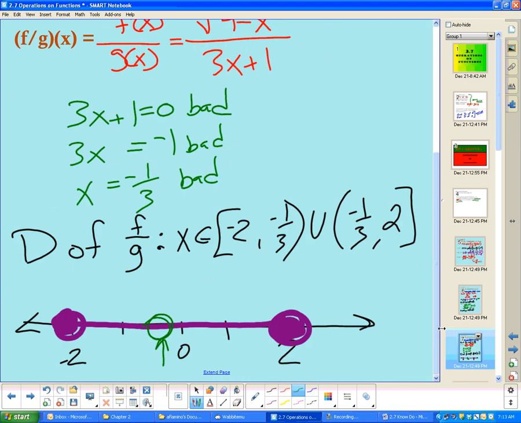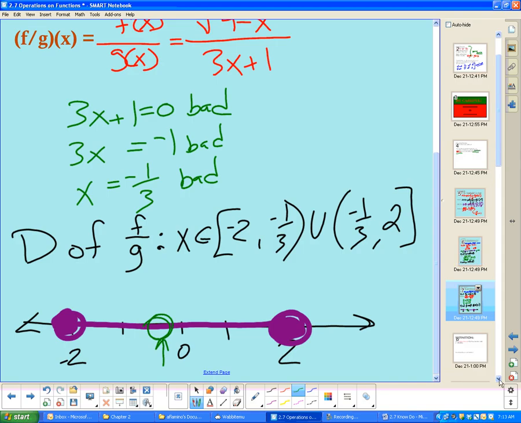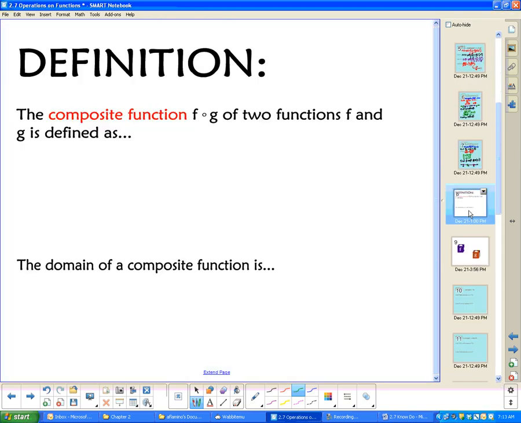All right? So that's how we, according to our list of things to know and list of things to do, find the sum, difference, product, and quotient of specific inputs, find the sum, difference, product, and quotient of functions, and then we found the domain of the sum, difference, product, and quotient. Well, that's pretty good. We just now have to work on the composition function, and we'll be all set. So we don't have too much left here.